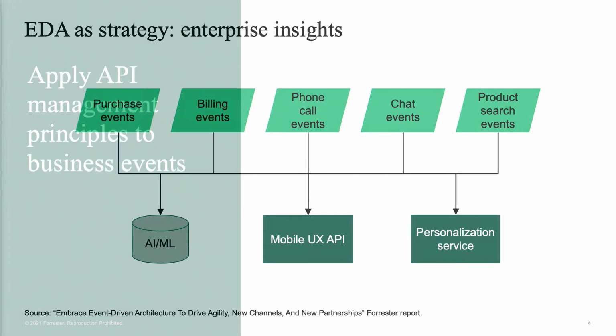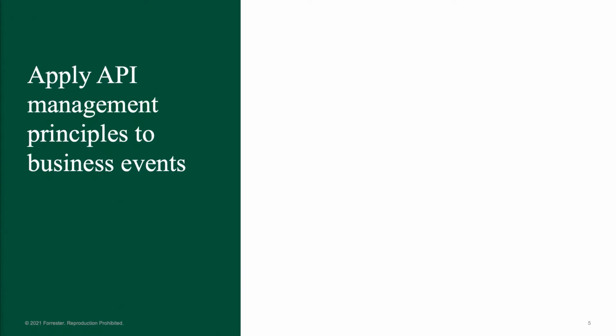All right, next is to apply API management principles to your business events. Now, an analogy to give here is that APIs are to code as events are to data. APIs took the application code that was trapped in silos and unlocked that silo. So now other departments, other business partners, your customers can reach into that silo, invoke that code, and extract value from that code. Events do the same thing for your data.